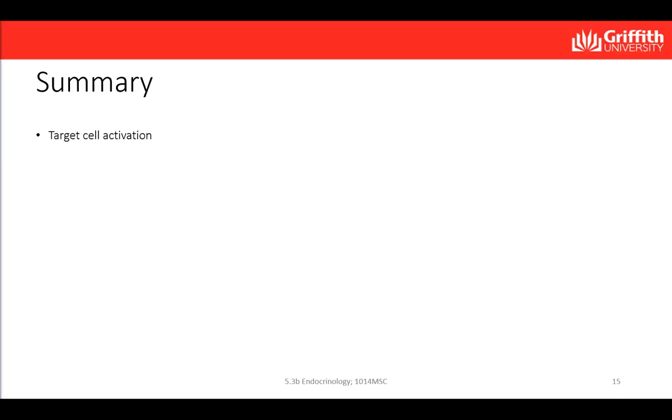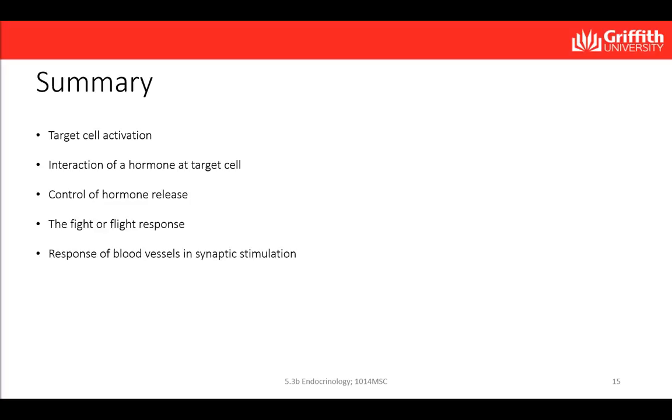In summary, from this video, we have learnt about target cell activation, the interactions of a hormone on a target cell, the control of hormone release, the fight or flight response, the response of blood vessels in synaptic stimulation, noradrenaline and adrenaline, and their effect on the alpha and beta receptors throughout the body.